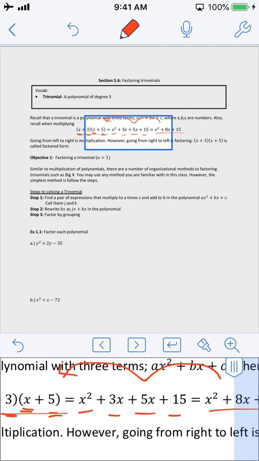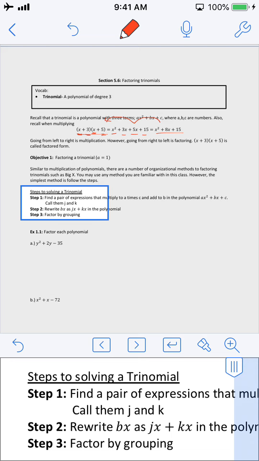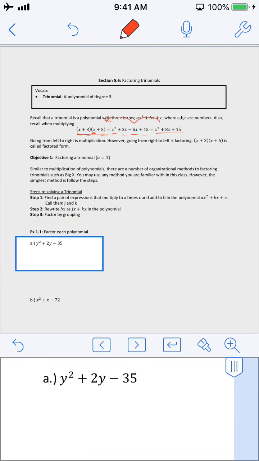It doesn't have steps. There are no steps to solving a trinomial. And I know I say that when down here it says steps to solving a trinomial. But it's all about going backwards. You've got to go backwards. How do you go backwards? So let's take a look at this one. Now I know some of you out there are like, well, what multiplies to -35 and adds to 2? Oh, it's this, I'm done. And you have no idea what you're actually doing.